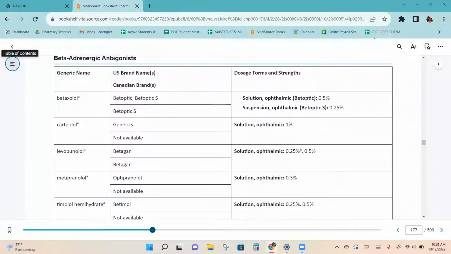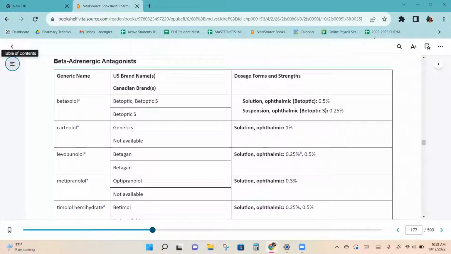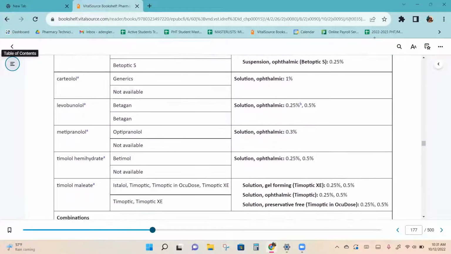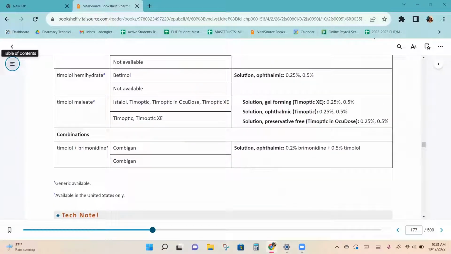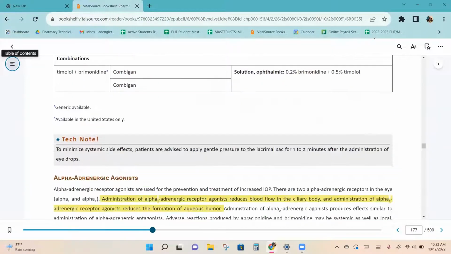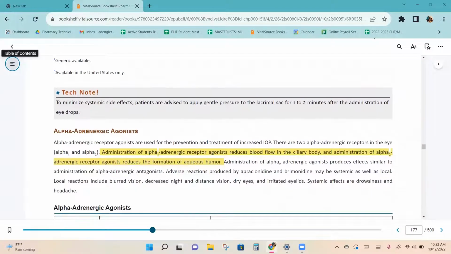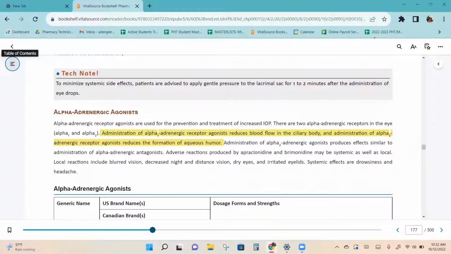So we have a table with the beta adrenergic antagonists and their dosage forms and strengths. You can see all of them have that LOL ending. And then there's a combination with timolol and brimonidine. And another tech note, to minimize systemic side effects, patients are advised to gently apply pressure to the lacrimal sac for 1 to 2 minutes after the administration of eye drops.